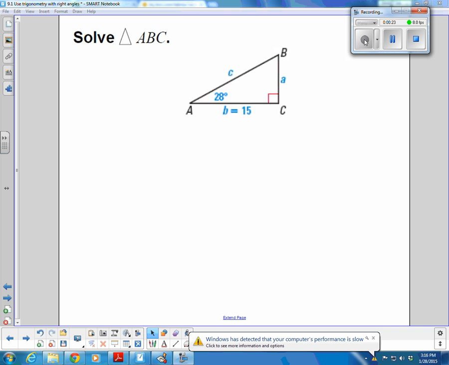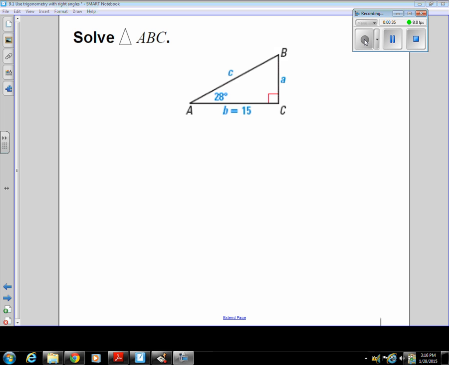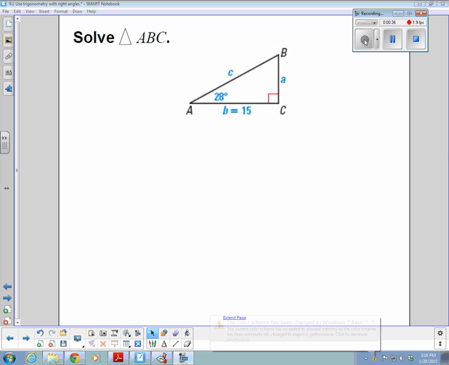Now what we're going to be doing is more than evaluating. Before, they gave you all of the side lengths, or you simply used Pythagorean's theorem to find the side lengths. Now it's going to get a little more complicated. You're going to have to use some of these trig ratios to find the missing side. So let's look at this first example.